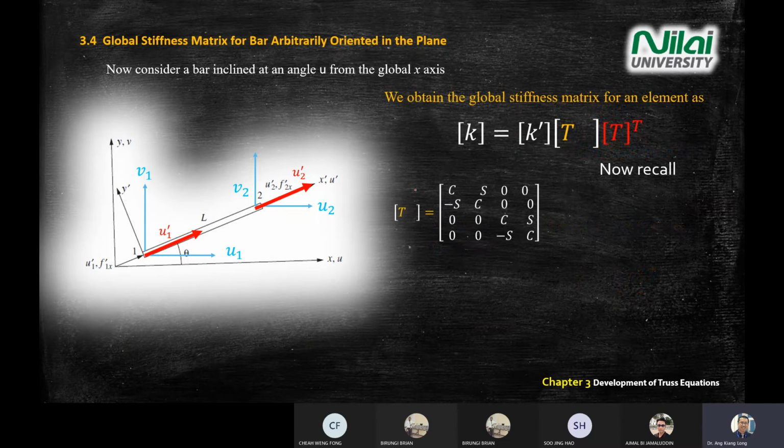Recall what you learned earlier. T is a standard cos and sine relationship inside the matrix: T equals C, S, 0, 0, minus S, C, 0, 0, where C is cos and S is sine. And recall the K prime matrix: K prime equals AE over L times 1, minus 1, minus 1, 1, or 0. These two are standard already. Make sure you write these in your answer when it comes to a test or exam. Both give you 1 mark.